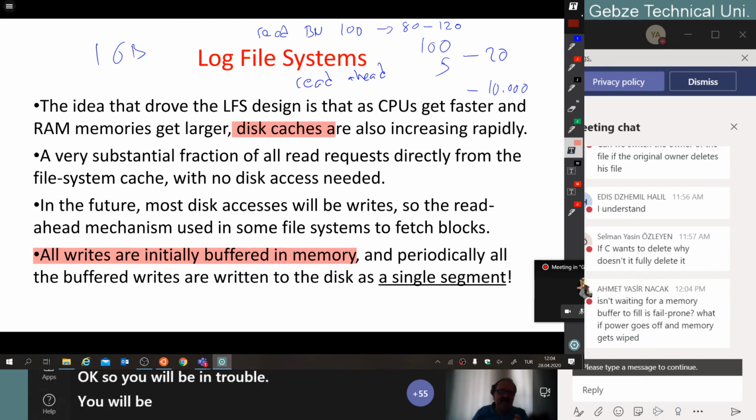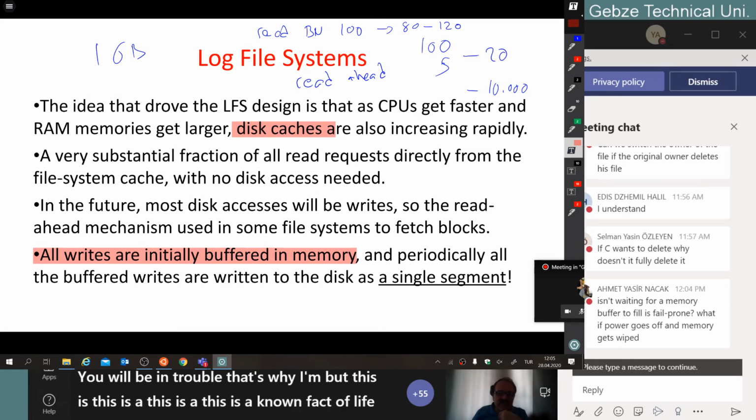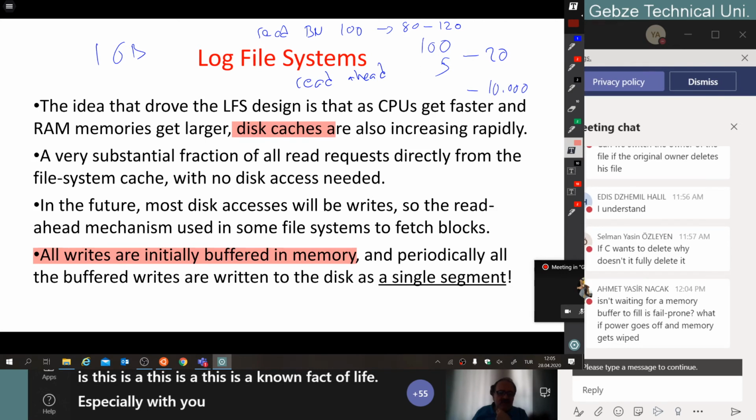But this is a known fact of life, especially with Unix systems. If you don't shut down your computer properly, your system crashes, right? It's because of this, because Unix uses lots of temporary buffers that are kept in memory, and from time to time they are flushed to the disk.